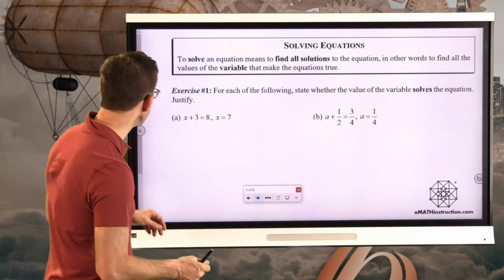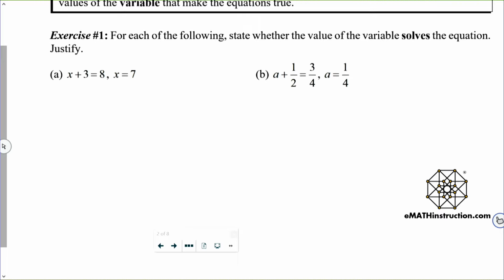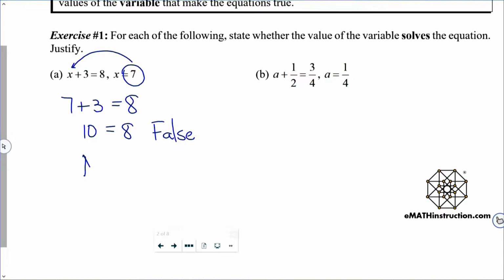All right, well here we go. It's simple enough, right? All we're going to do is take our 7 in the first equation and substitute it in for x. We're going to have 7 plus 3 is equal to 8. 10 is equal to 8. That's false. And so the answer is no, that's not a solution.